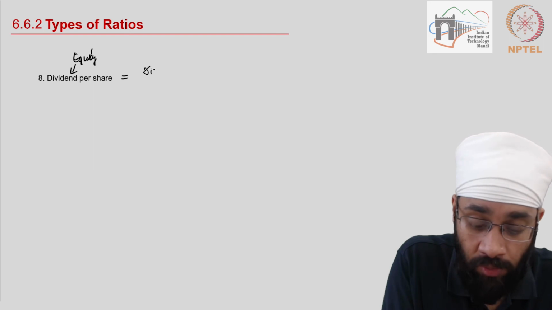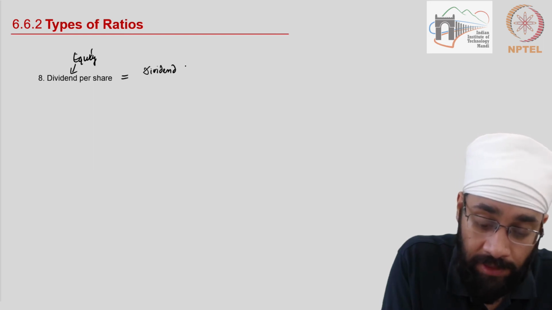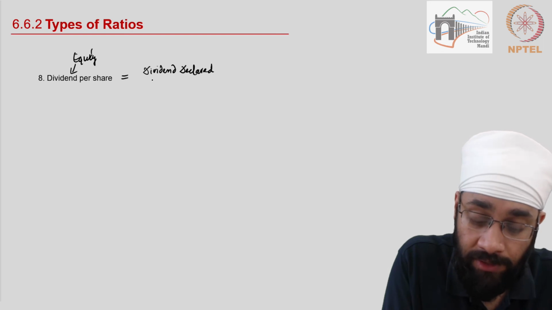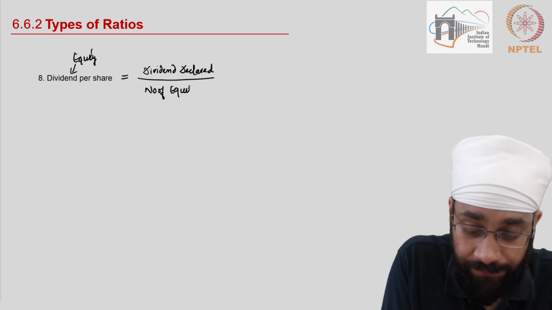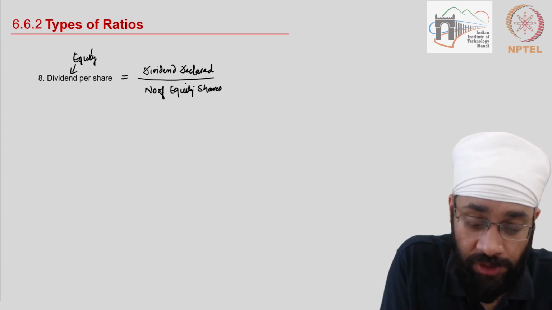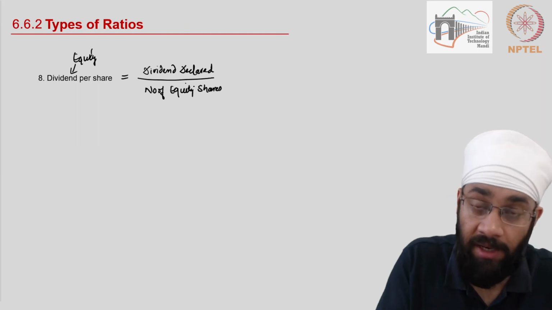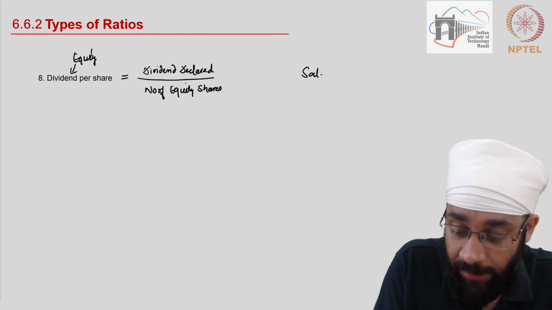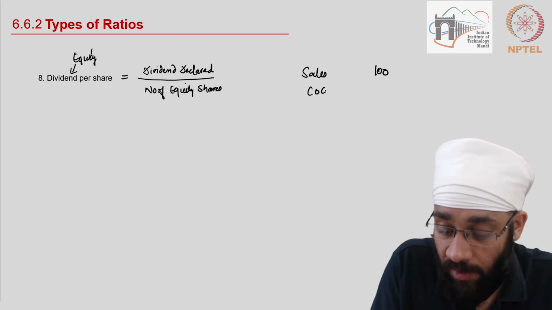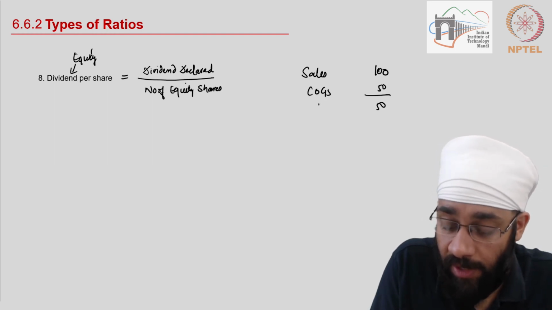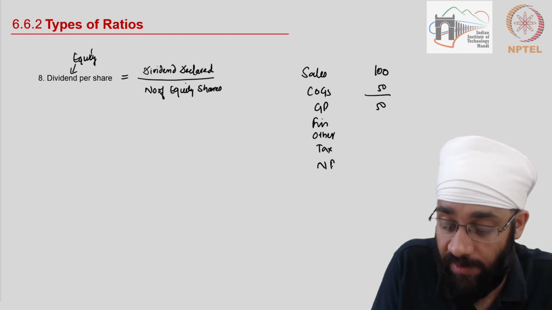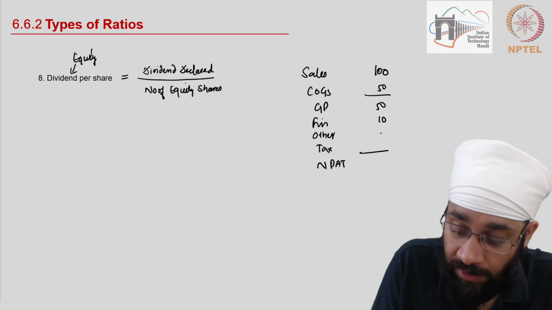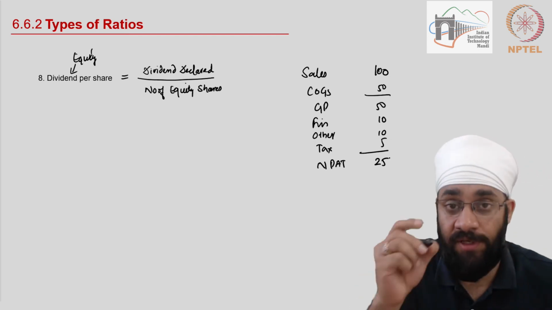Dividend per share is equal to the dividend declared during the year divided by the number of equity shares. Now, what is this dividend declared during the year? Again, let me draw this. Sales 100, cost of goods sold 50, and then you have your gross profit. You pay your finance expenses, other expenses, you pay taxes, and then you're left with net profit after taxes. So 10, 10, 5, and 25 is the net profit after taxes.